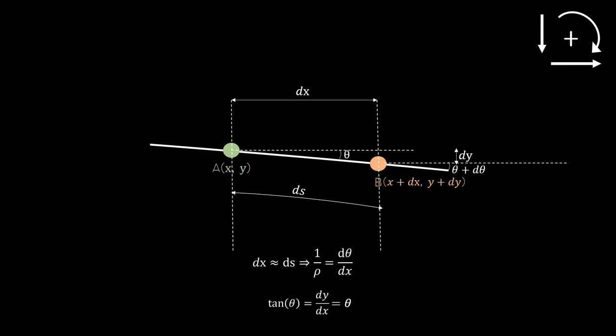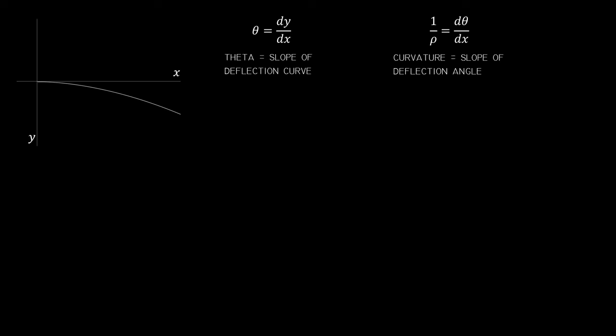Okay, these are the relationships we discovered so far. Let's plot the graph of theta against x. Now this will not necessarily be a straight line, but in our case of a cantilever with a point load, it is linearly increasing. So let's just show that properly.